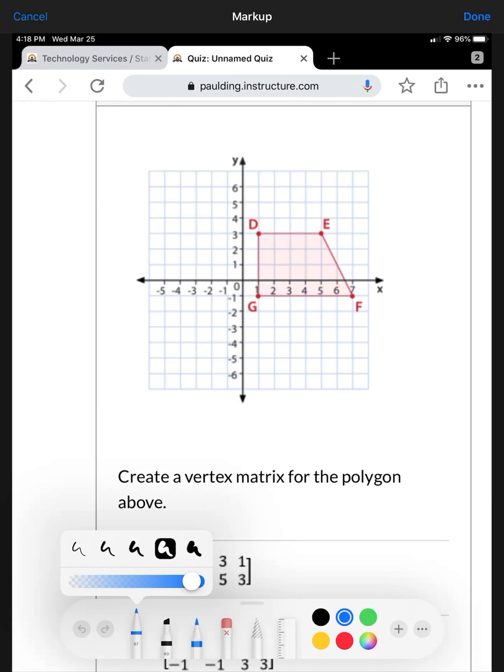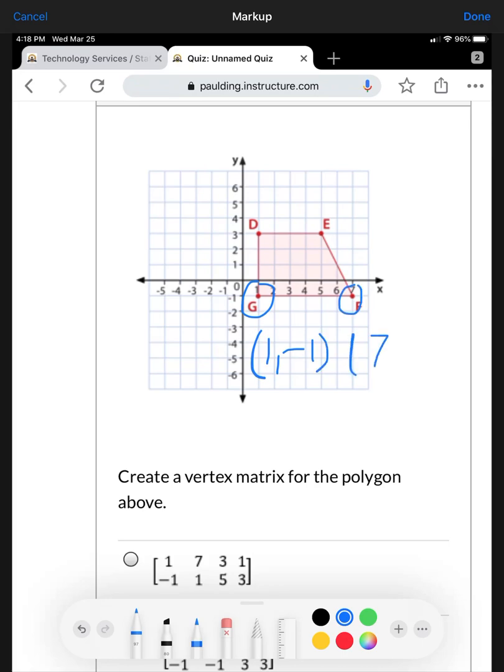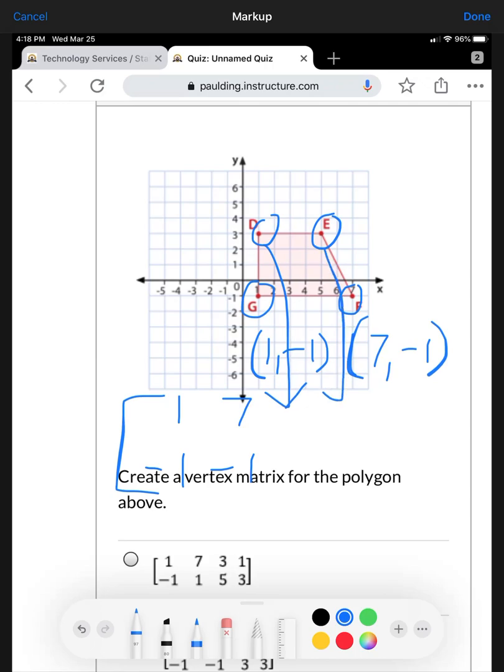So create a vertex matrix for the polygon above. So we're going to take the coordinates. Now we got the point 1, -1. We got the point 7, 1, 7, -1, excuse me. And then you find these 2 points, and you want to write those in a matrix, a vertex matrix. The way that vertex matrix is going to be set up is you got your x coordinate, y coordinate, x coordinate, y coordinate. And then we're going to find these 2 coordinates and put them right in the matrix too. So another easy question. Just set up that vertex matrix for that problem.